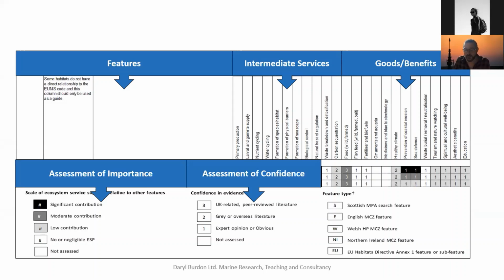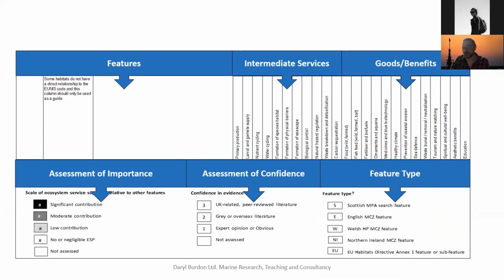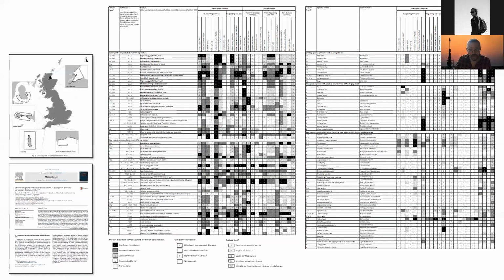So was it expert based, or was it obvious? Was it grey or overseas literature, or was it UK related or peer reviewed literature? And we also did this across a range of different feature types, so Scottish MPAs, English MCZs, Welsh MCZs, for example, and European sites as well. Now, you're not meant to be able to see this or look at any detail on it. It's just simply to show you that we made a whole range of assessments.